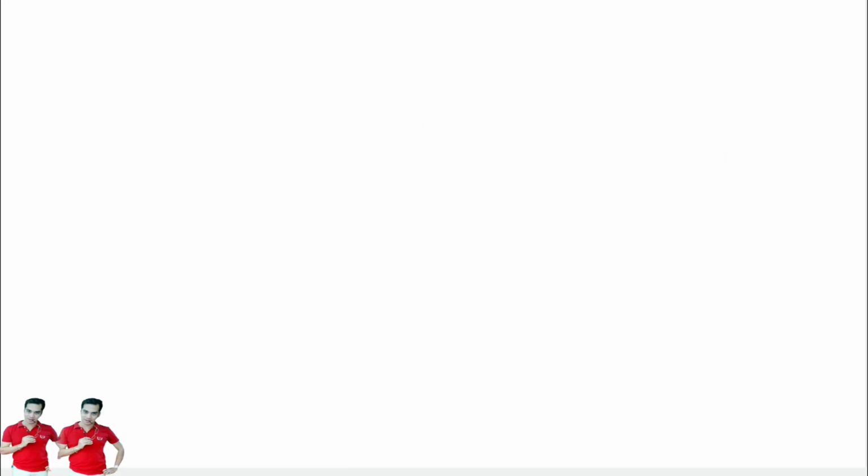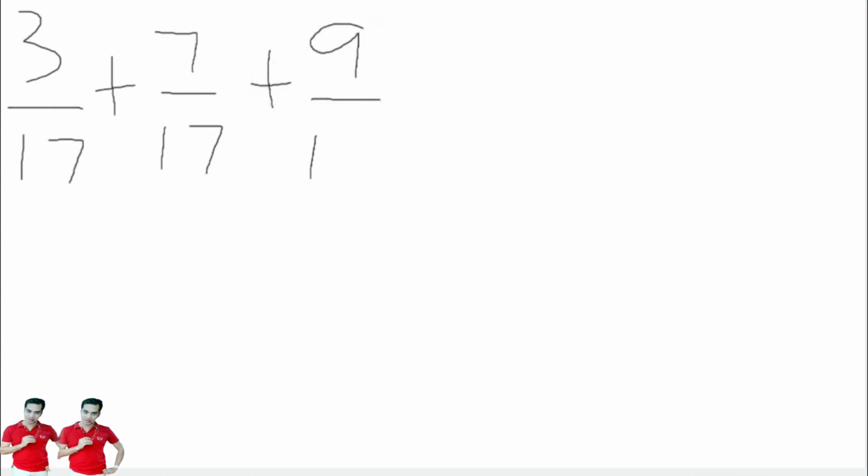Another example. 3 over 17 plus 7 over 17 plus 9 over 17 equals. So again, add the numerator, 3 plus 7 plus 9. The answer is 19 over 17. Ano po ba yung napapansin nyo sa ating sagot? Ang sagot po natin ay improper fraction.